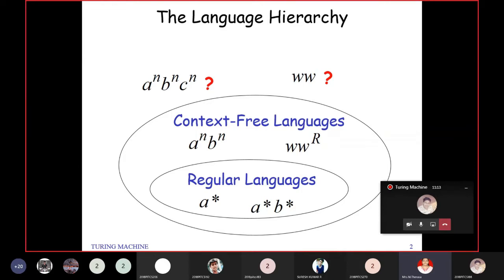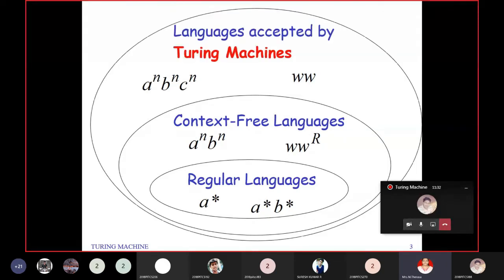WW. You have to know that regular language is a subset of context-free language and context-free language is a subset of recursively enumerable language. So Turing machine can accept recursively enumerable languages, context-free languages and regular languages. So these recursively enumerable languages are accepted by the machine called Turing machine.